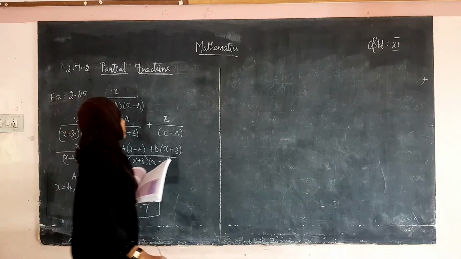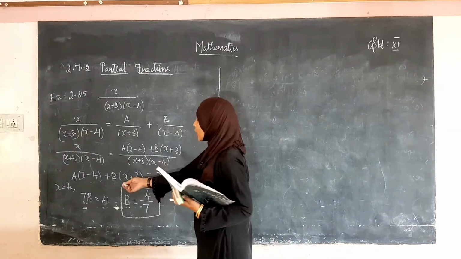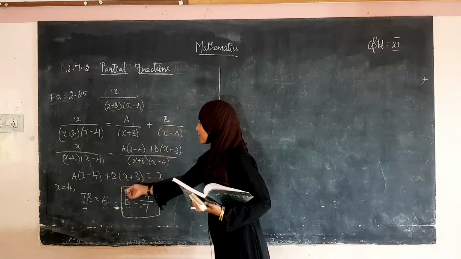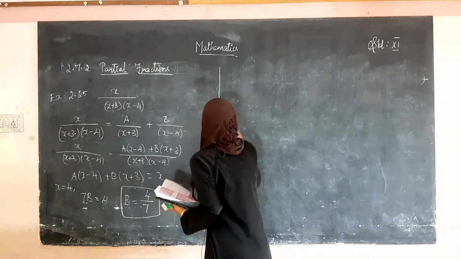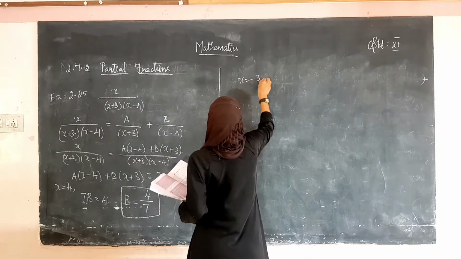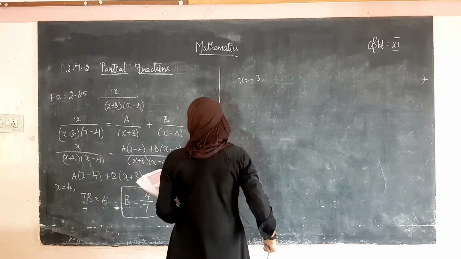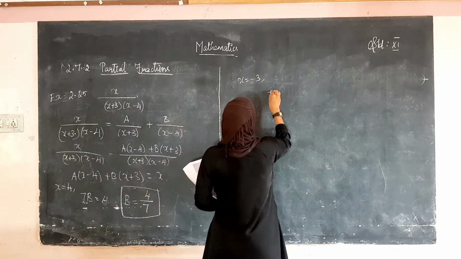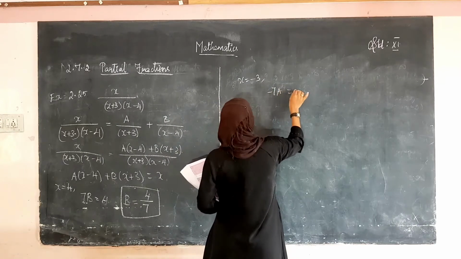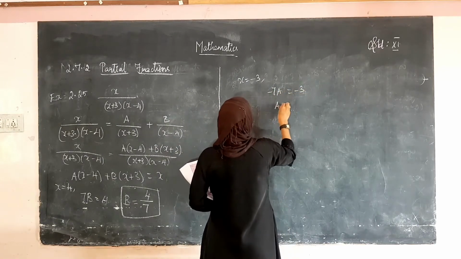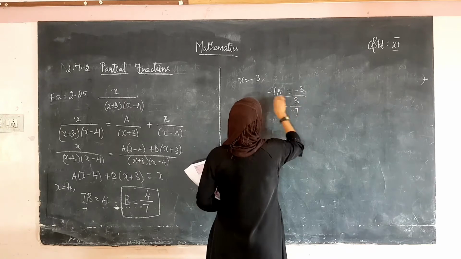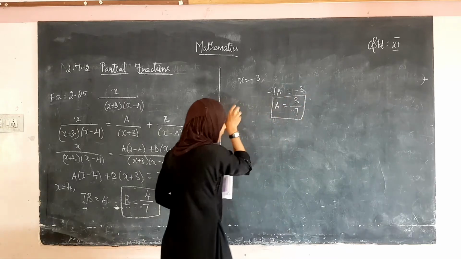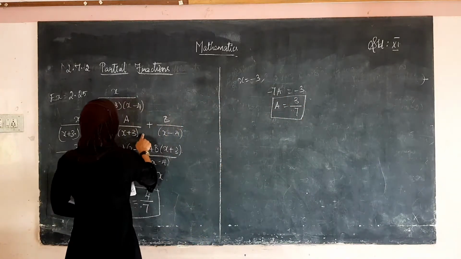Now if we substitute x is equal to minus 3, what happens? This term becomes 0 and we will find the value of a. So x is equal to minus 3. This term becomes 0. Here minus 3 minus 4 is minus 7, so minus 7a is equal to minus 3. Therefore, a is equal to 3 divided by 7. Now substitute the values of a and b in this equation.